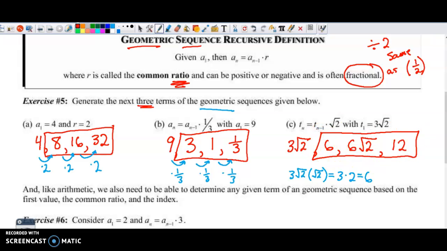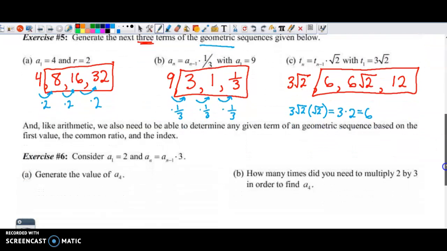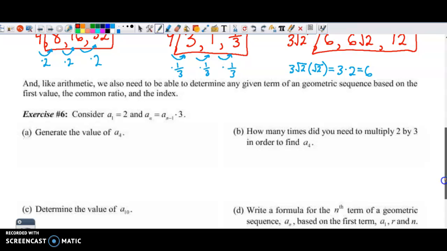If you're still confused, I would just encourage you to continue to work that out. And now we're going to come up with the geometric formula, and it's really the same thing.